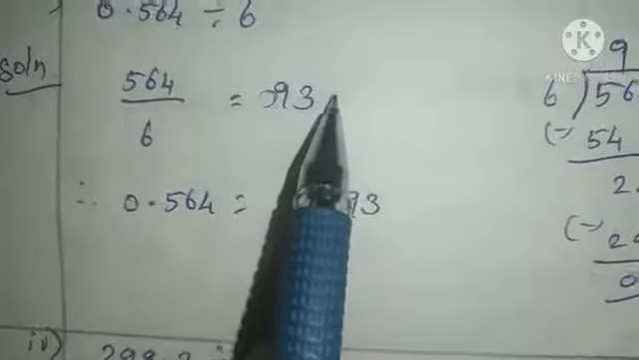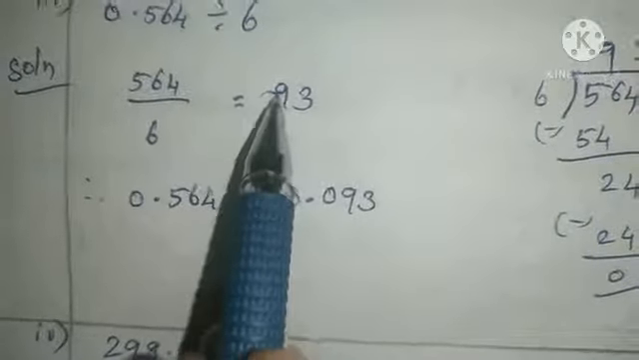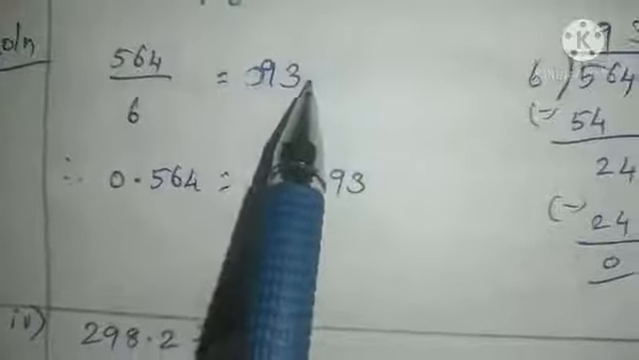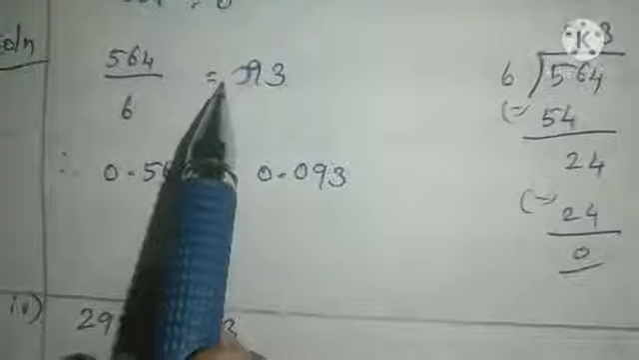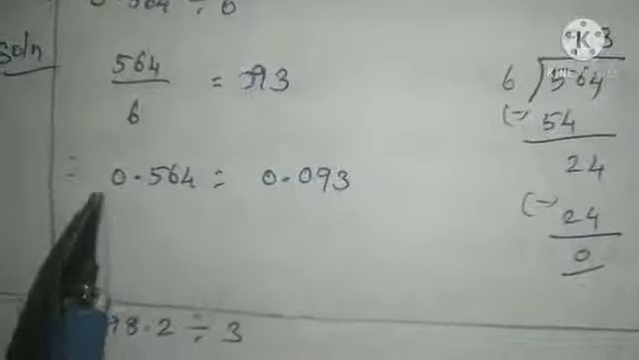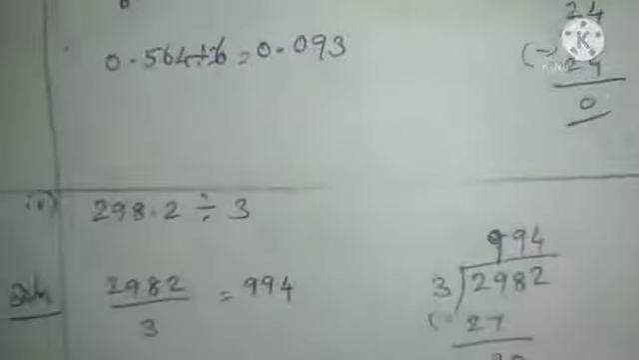If we add 0 at the end, the value of this number will change. So we are adding 0 in front of this number. Now we are having 3 digits. When we are moving 3 digits to your left hand side, 1, 2, 3, the decimal point will come in front of 0. Therefore, 0.564 divided by 6 is equal to 0.093.